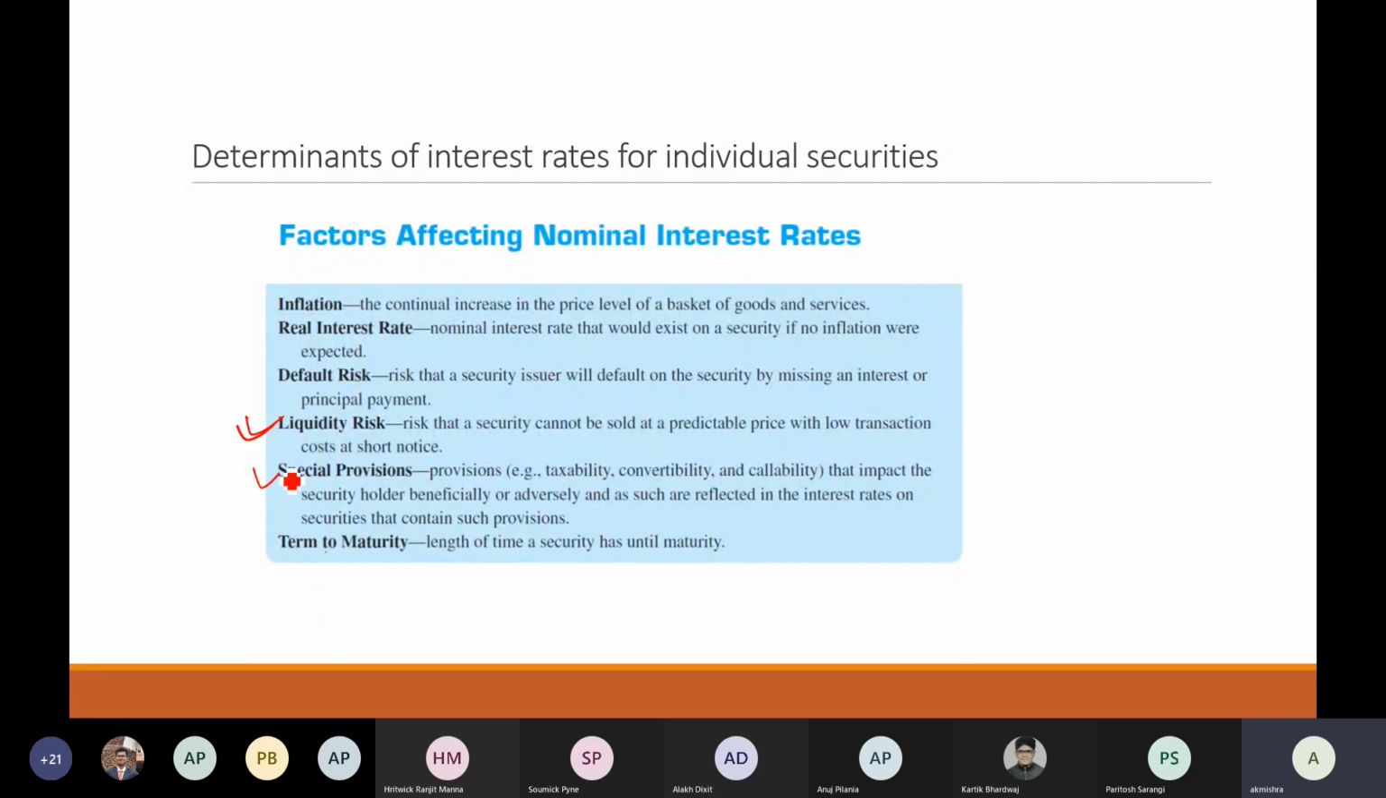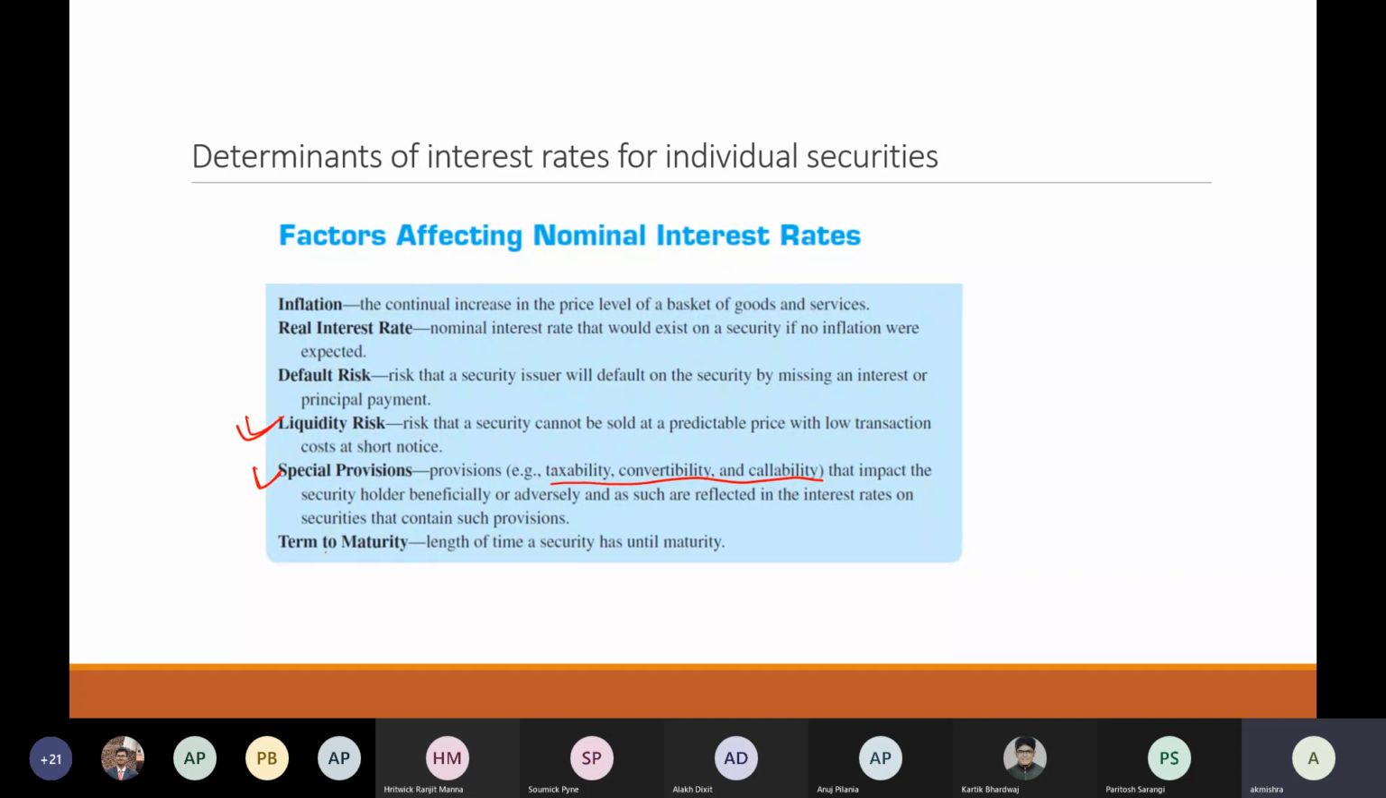Then special provisions. When we talk about provisions, taxability, convertibility, callability, these are other terms. Whether your instrument has some provision related to tax obligation for the company as well as for the investor, whether you can convert the bond into equity, or whether it has callable options or not. These are basically special provisions or conditions associated with a bond or a fixed income security.